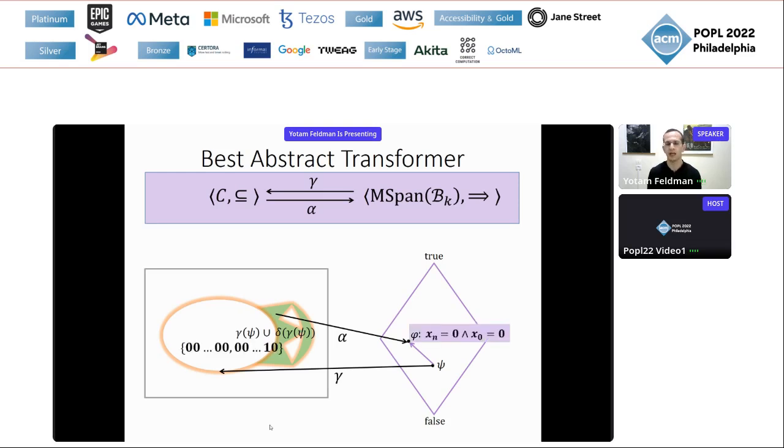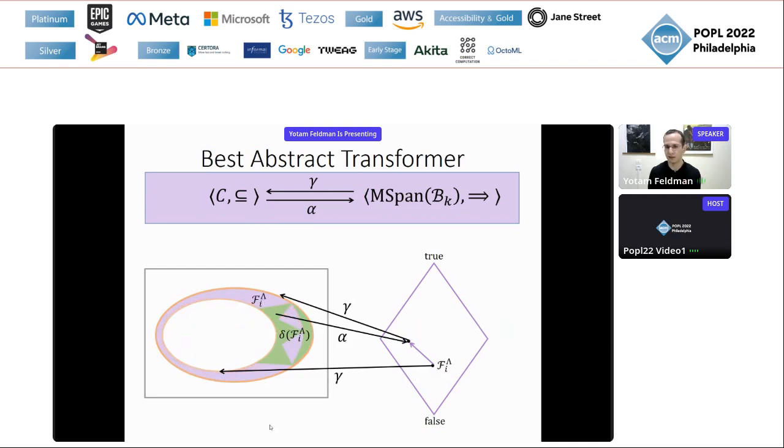So for example, if what we get in the exact post image on the left is the set 0 and 2, what we get as the result of the best abstract transformer is the formula on the right. And this is interesting because it introduces over-approximation. The concretization of the result of the best abstract transformer contains many states beyond the exact post image. Here, these are all the even numbers with most significant bit 0, not just 0 and 2.